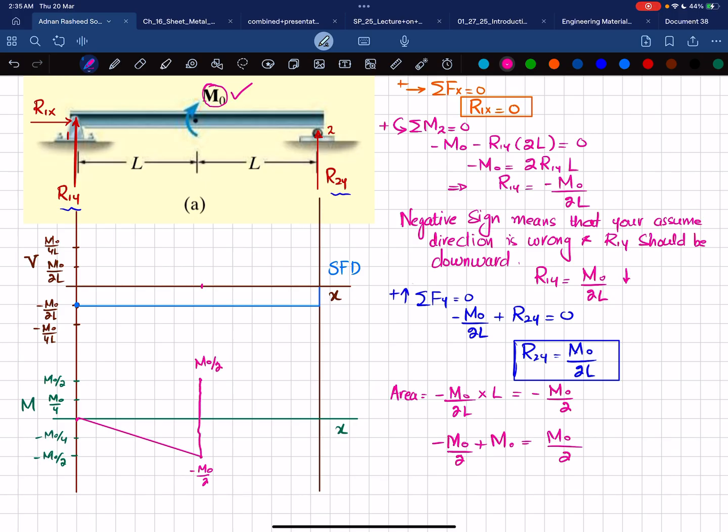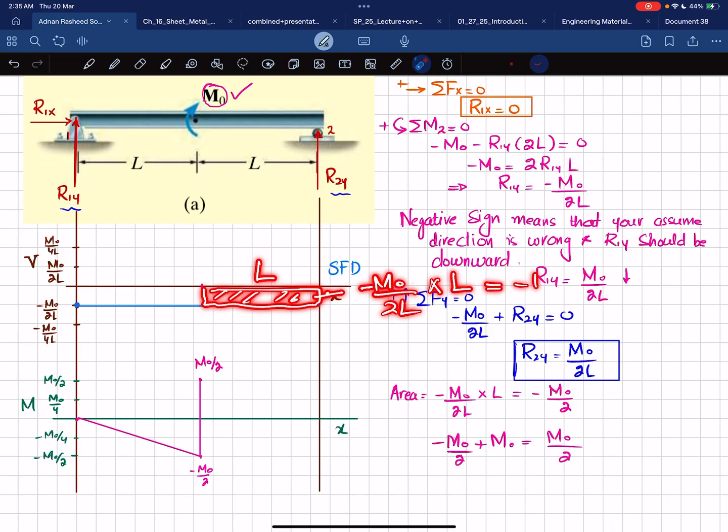Okay. Now the remaining area is this area, and you can see this area is again the same, whose height is minus m naught over 2L multiplied by the length L, which will give you minus m naught over 2, since L will cancel. So plus m naught over 2 minus m naught over 2 will give you 0 at this point.